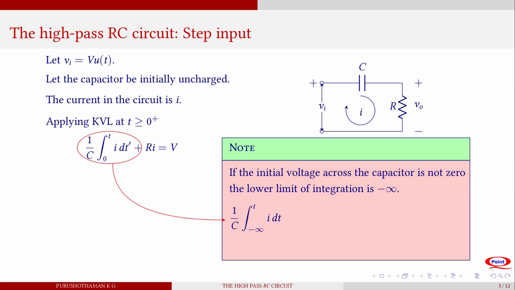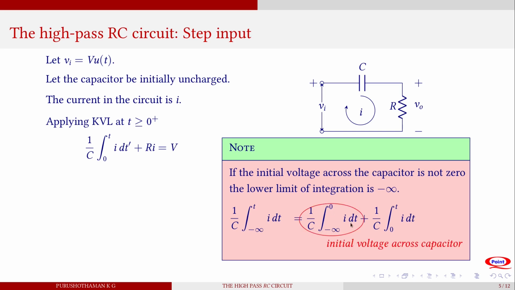That means the voltage across the capacitor can now be expressed as 1/C ∫ from -∞ to t of i dt, which is equal to 1/C ∫ from -∞ to 0 of i dt plus 1/C ∫ from 0 to t of i dt. The value 1/C ∫ from -∞ to 0 of i dt will be a constant value, and that value is the initial voltage across the capacitor.